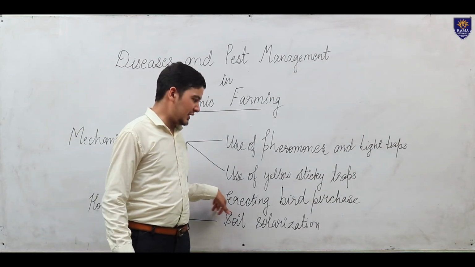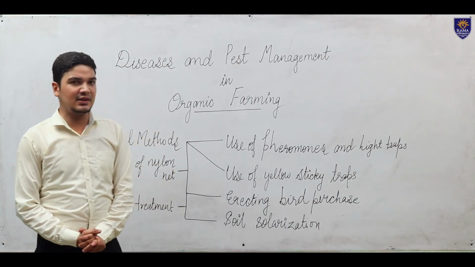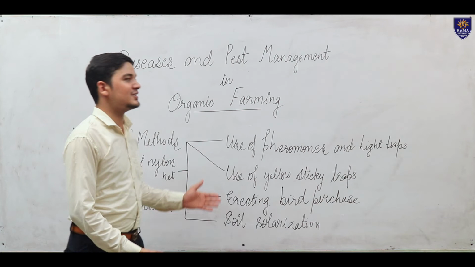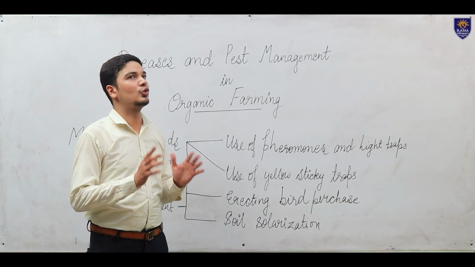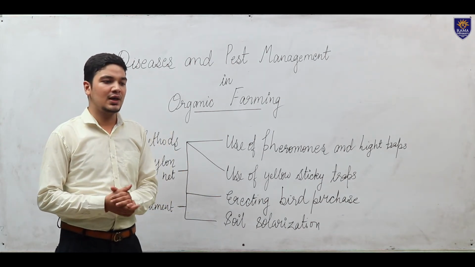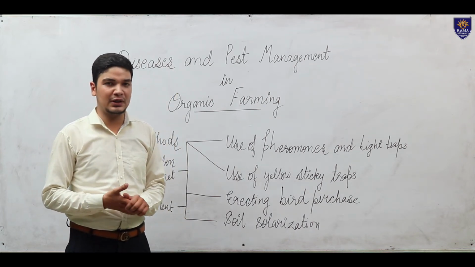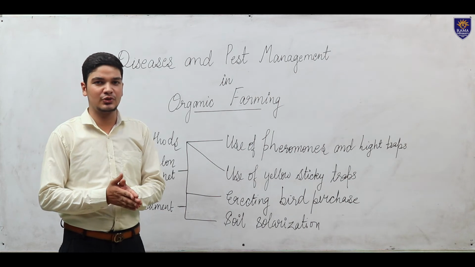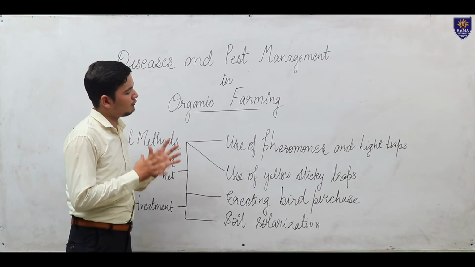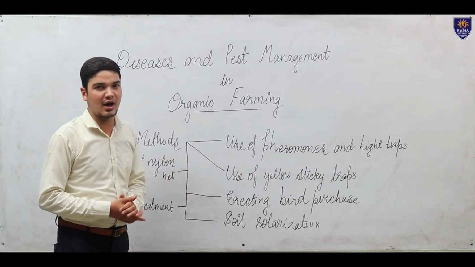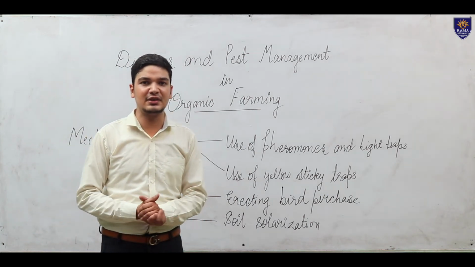The next one is erecting bird perches. Usually erecting bird perches can be an easy and effective method to manage the insect population in our crop. Here, the bird perches which are installed should be for birds that especially feed on those insects, not for birds that feed on the crop. So the farmers should know properly that whatever bird perches we erect are specifically for birds feeding on those insects which are severely infesting our crop.